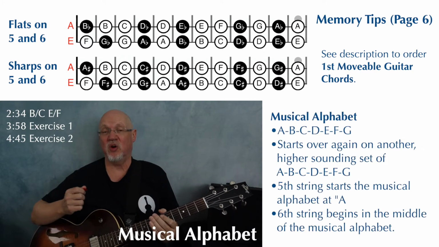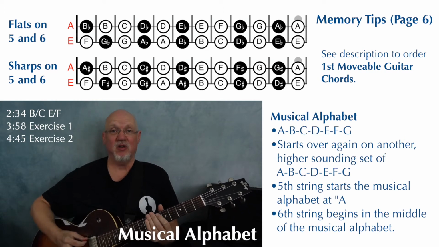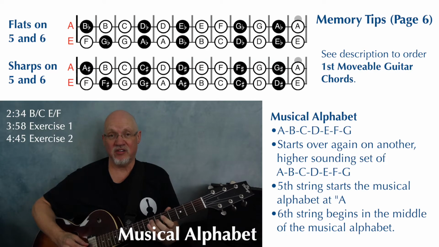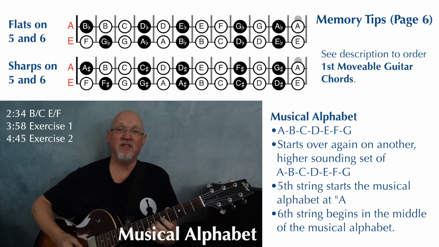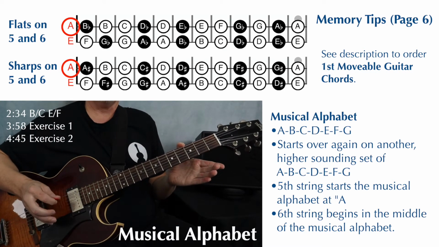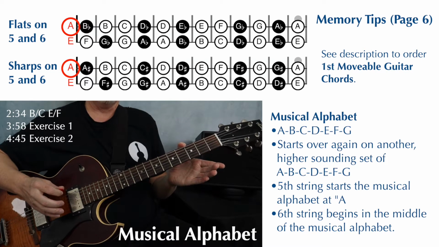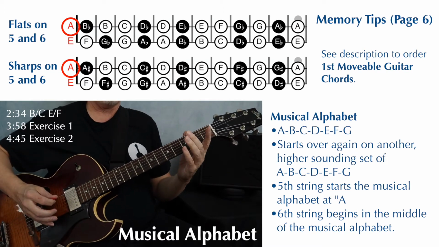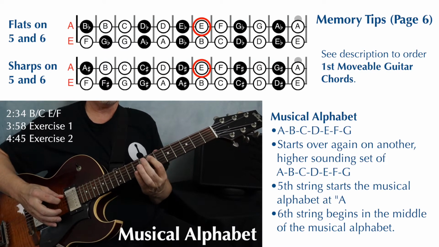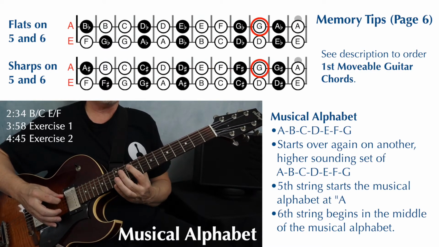Tip number 1 is to understand the musical alphabet. We have our A, B, C, D, E, F, G. Then it starts over again on another higher set of A, B, C, D, E, F, and G. So the 5th string actually outlines the musical alphabet because it's an A string, starts on the A, so you can practice A, B, C, D, E, F, G, and then A again.